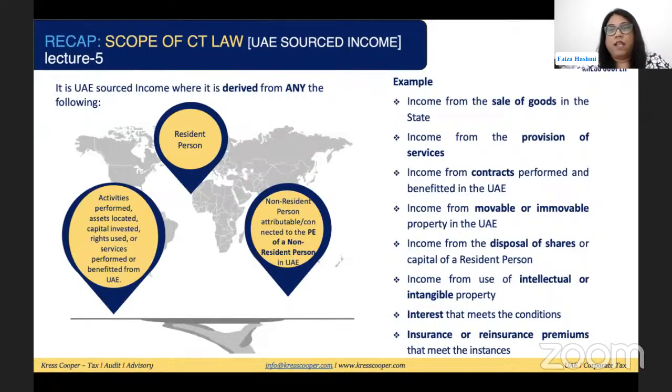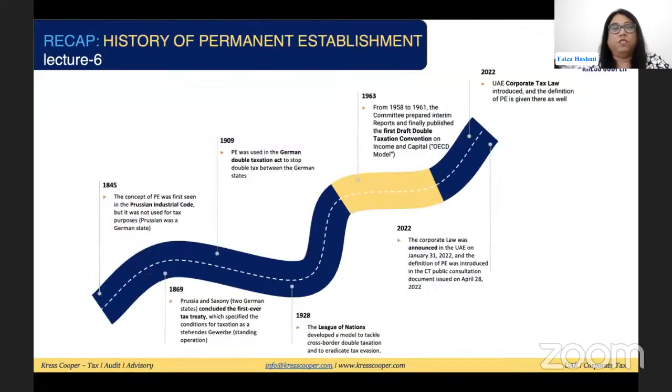Now, UAE source income, we had given some examples about the income that's coming from sale of goods or from provision of services, from contracts, from the income from movable or immovable property, disposal of shares, use of intellectual or intangible property, interest that is meeting the condition that we had discussed later in another lecture. So all these are examples of what is UAE source income.